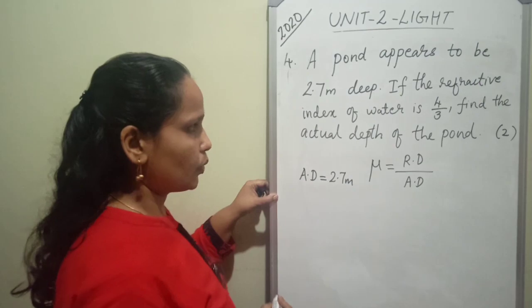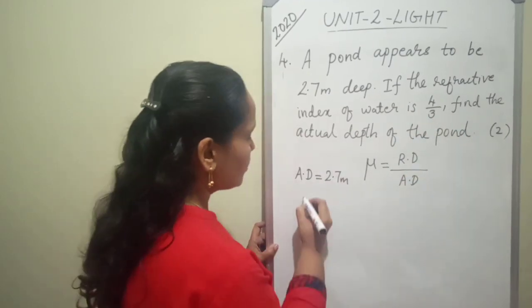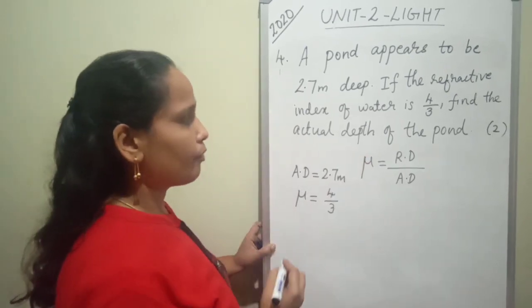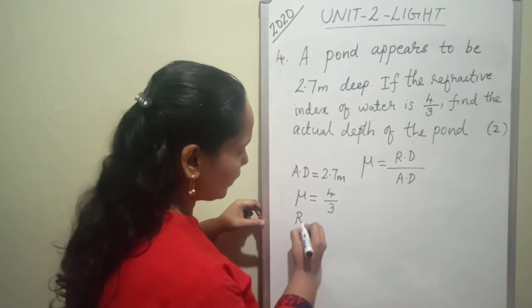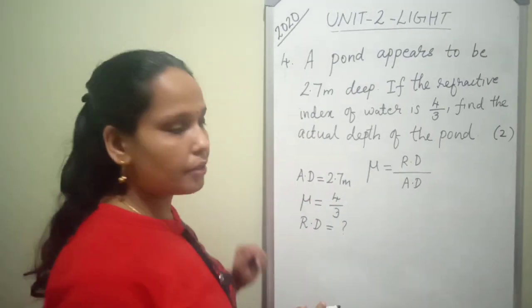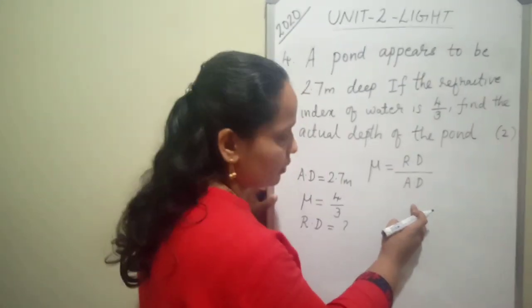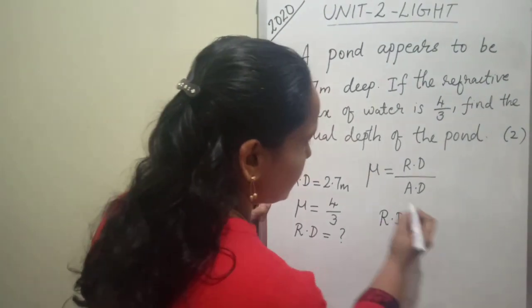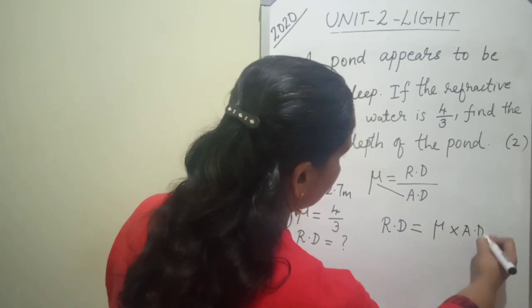Okay. What else is given? If the refractive index of water is 4 by 3. So refractive index, symbol mu, is equal to 4 by 3. We have to find the actual depth. Actually we will write it as real depth we have to find out. Okay. We have learned the formula. Refractive index is equal to real depth by apparent depth. Okay. From this we have to find out real depth. What will be real depth? Real depth is equal to, cross multiply, refractive index into apparent depth. Substitute.